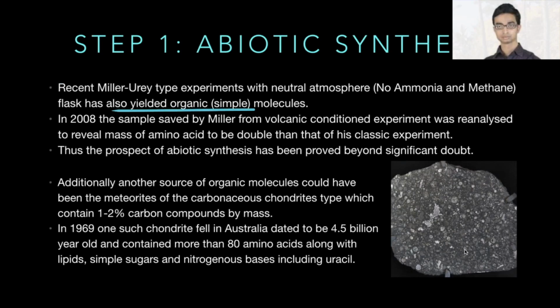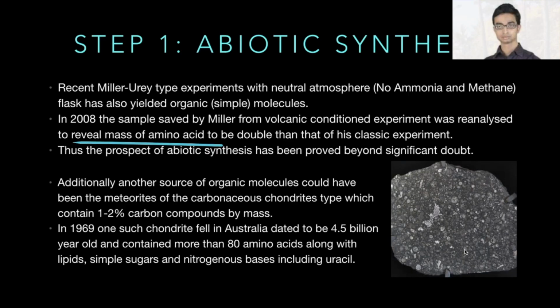Again, even with such neutral atmospheric assumptions about primitive Earth, packets of reducing environment were proposed to be available near openings of volcanoes and deep sea vents. So, in 2008, the sample saved by Miller from a volcanic conditioned experiment was reanalyzed using modern methods. It revealed the mass of amino acids to be double that of his classical experiment.